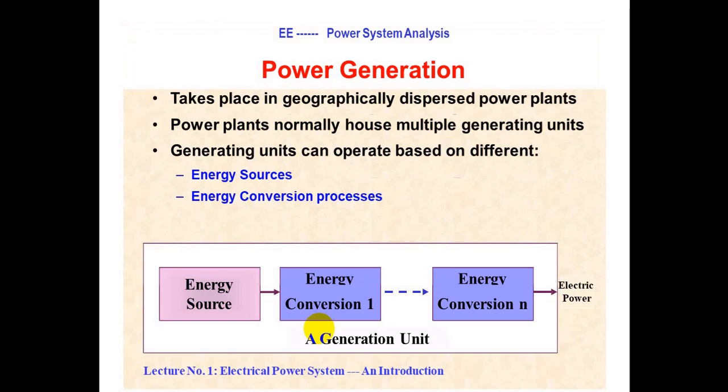Okay, the power generation. Normally the generation of electrical power takes place in geographically dispersed power plants, which are not centered in the crowded areas; normally they are far away from the consumers. There are a lot of reasons for that. It's not that it is not possible, but there are a lot of concerns related to it. Sometimes it mainly depends on the availability of the source of power that we're going to use.